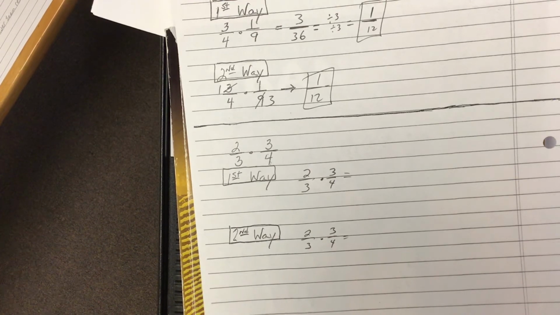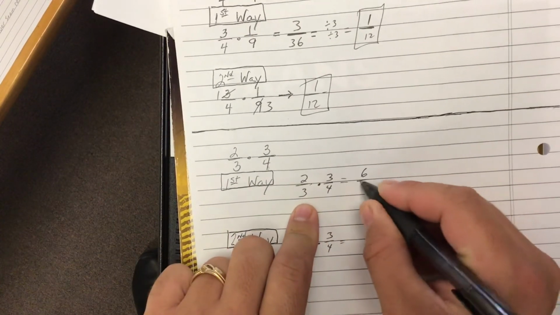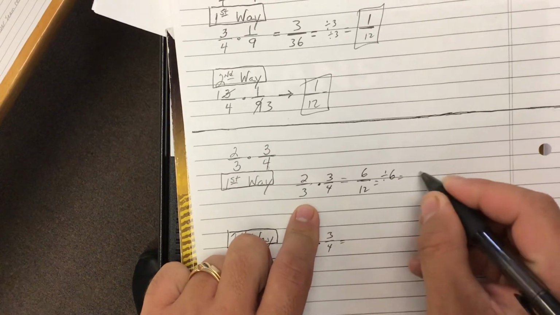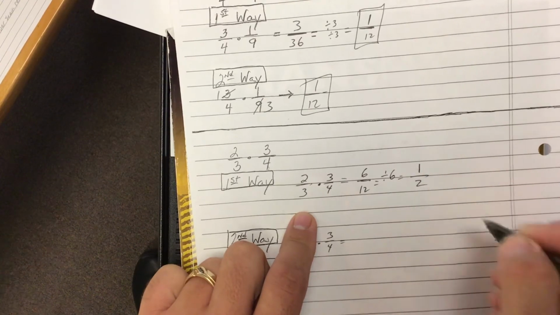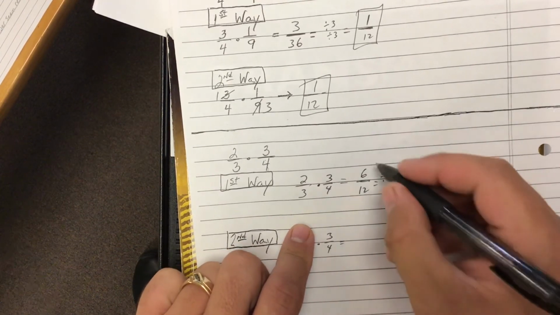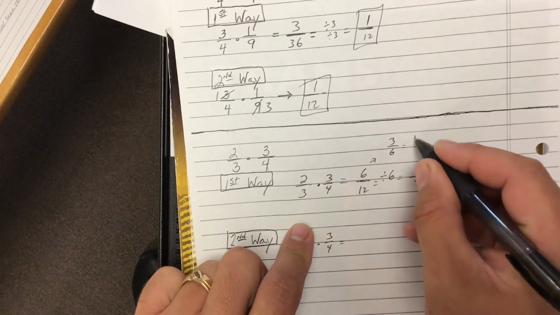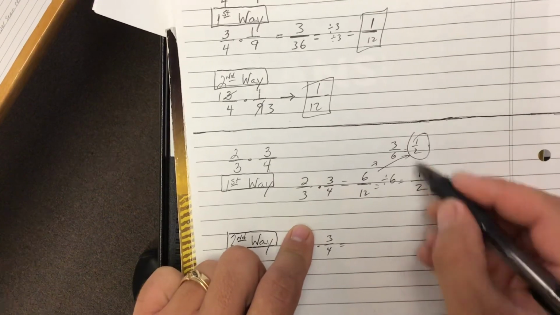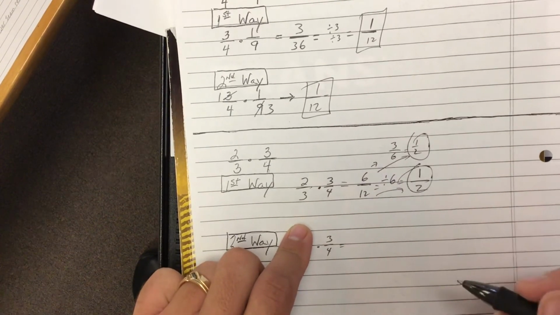All right, first way, multiply across. 2 times 3 equals 6, bottoms, 12, reduce. 2 divided by 6 is... Oh, I haven't seen the answer though. So you did 2 and you got 3 over 6, and then you did 1 half. So you did it 2 ways, that's fine. We did it 1 way, you got the same answer, it doesn't matter. Just make sure it's all the way reduced.